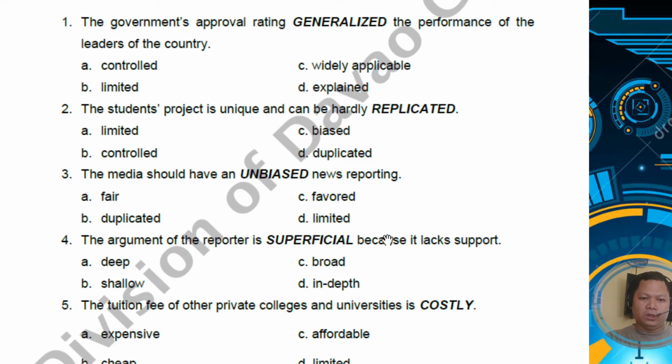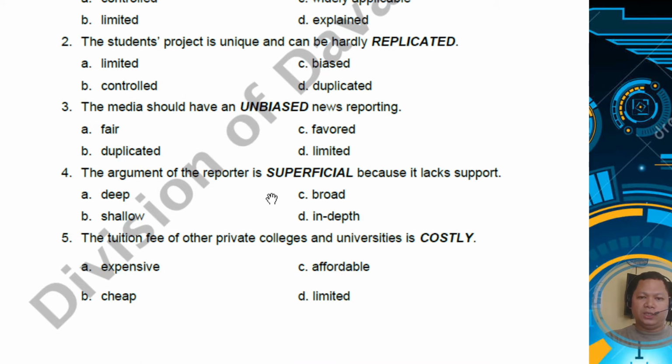Okay, number 4. The argument of the reporter is superficial because it lacks support. Okay, the correct answer is, you're right, letter B, shallow. Then number 5. The tuition fee of other private colleges and universities is costly. Okay, what do you mean by costly? You're correct, it is A, expensive. Okay, I hope you're right.